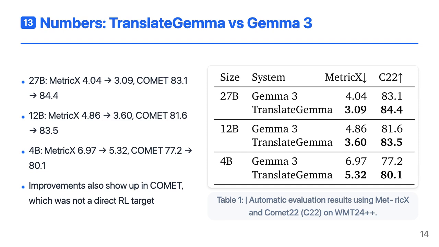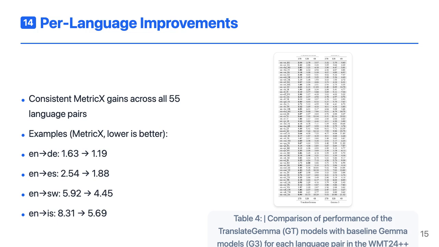Importantly, COMET was not explicitly optimized in the RL phase, so the improvements generalized to metrics beyond those used as rewards. When you drill down to individual language pairs, the pattern holds. TranslateGemma improves MetricX scores across all 55 evaluated directions. For example, English to German improves from 1.63 to 1.19. English to Spanish goes from 2.54 to 1.88. For lower resource languages, the gains are even more striking. English to Swahili improves from 5.92 to 4.45, and English to Icelandic from 8.31 to 5.69. This shows that the approach helps both high-resource and low-resource languages.